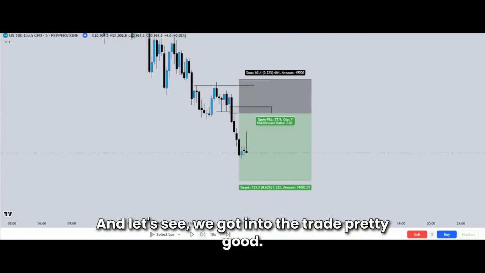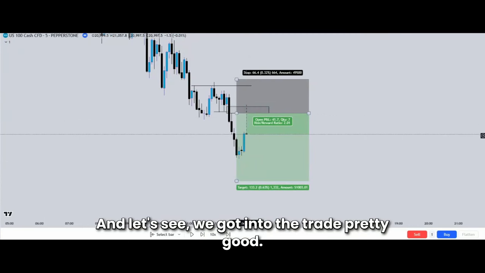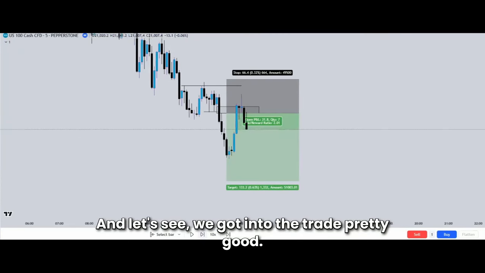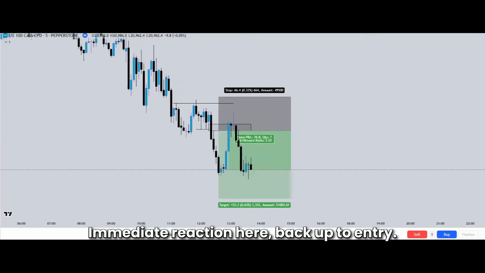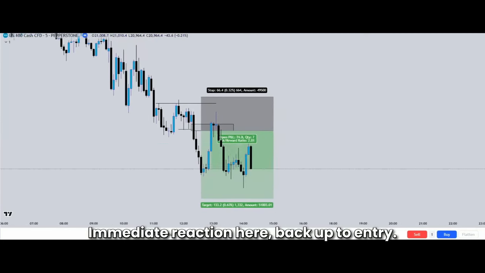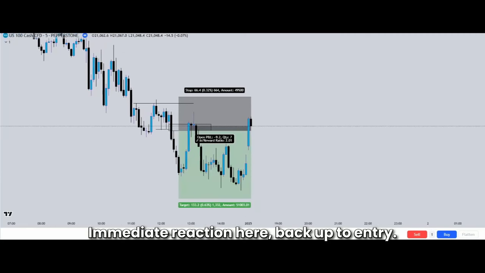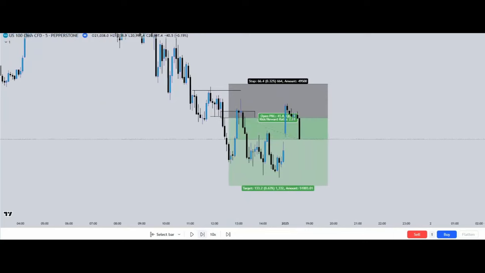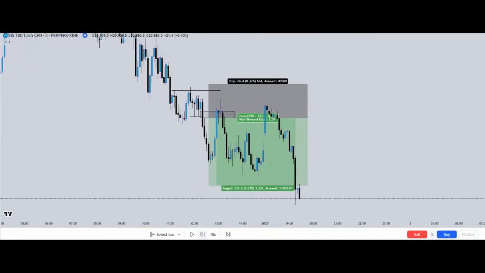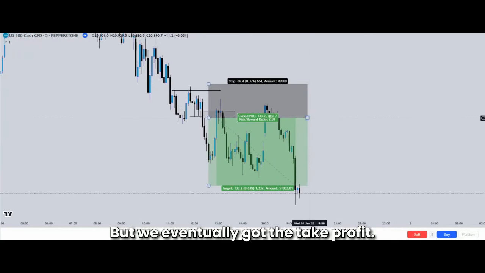And let's see. We got into the trade. Pretty good immediate reaction here. Back up to entry. But we eventually got the take profit.